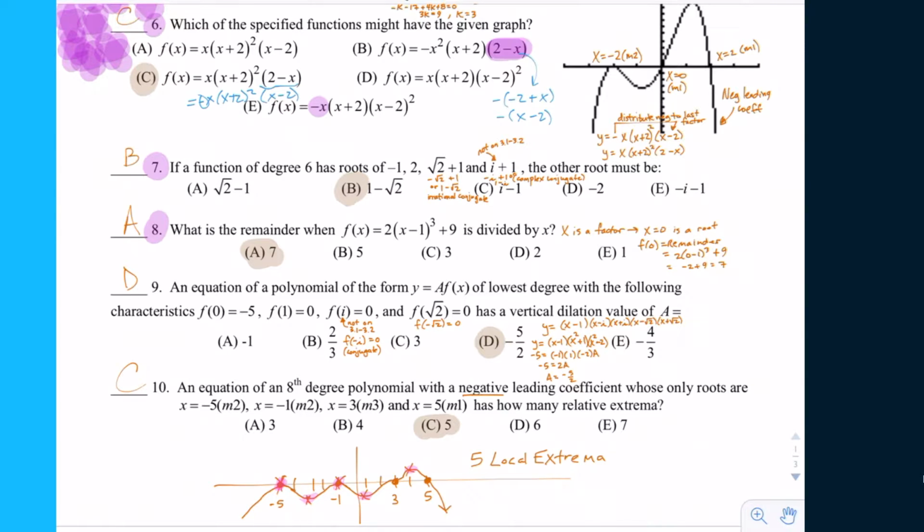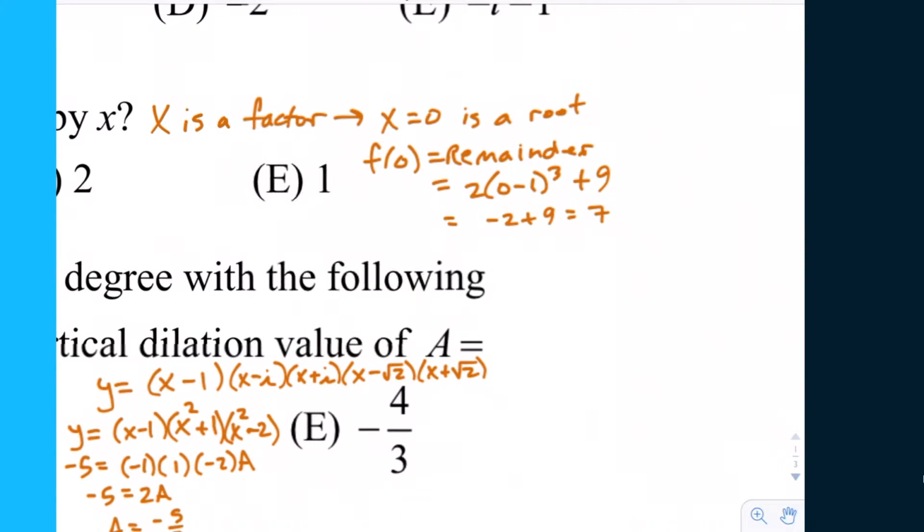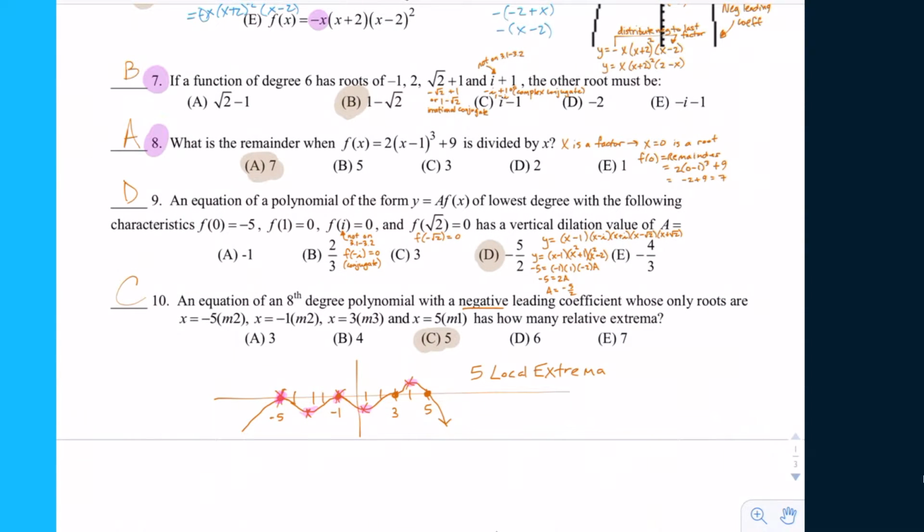Remember, the remainder is nothing more than the function evaluated at the root of the factor, right? So if x is the factor, 0 is the associated root. Direct substitution is probably an easier way to go than synthetic substitution. And it says right there, if x is a factor, x equals 0 is the root. So f of 0 equals the remainder. I showed a lot of work so you could look at it, process what I'm doing, and learn from it.